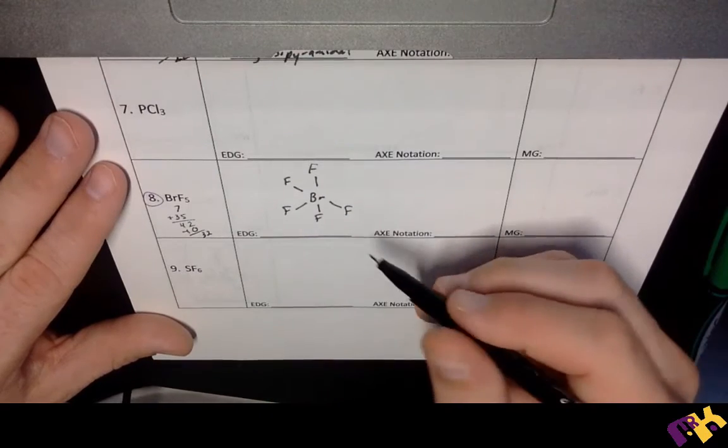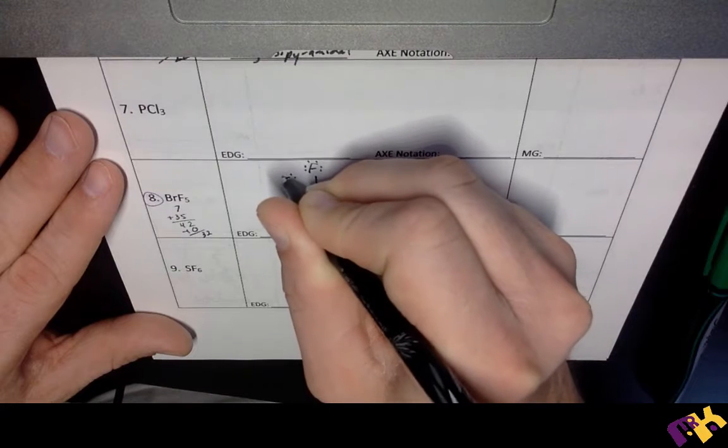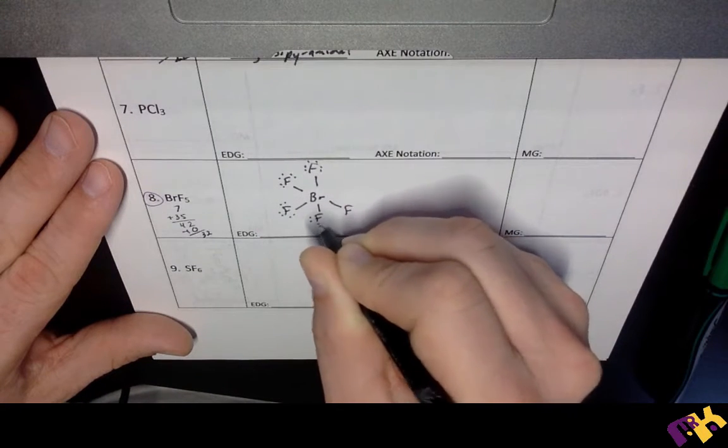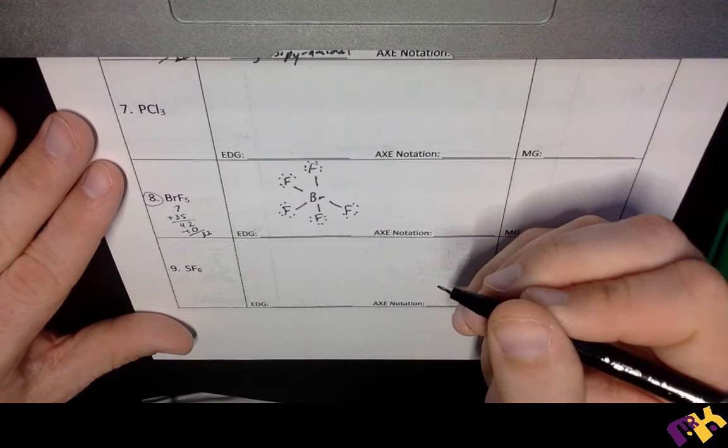From these 32 electrons, we're going to octet each of the fluorines. So 1, 2, 3, 4, 5, 6, and again for each of the five fluorines, 6 electrons each.